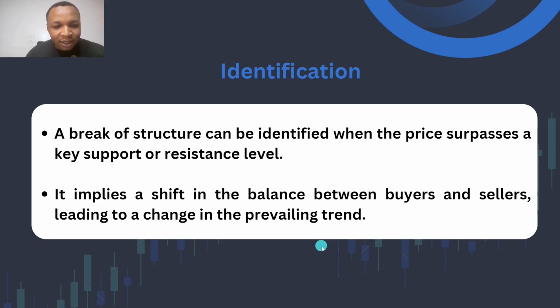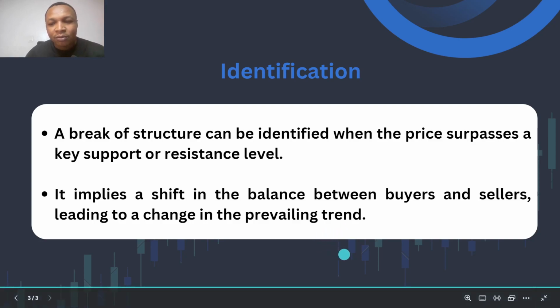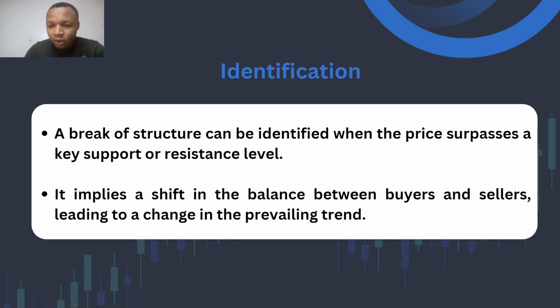And this implies a shift in the balance between buyers and sellers. So when you see a shift in the balance between buyers and sellers, leading to a change in the prevailing trend, you can confirm that it is a break of structure. Let's look at a few examples of break of structure and we'll wrap up the video.